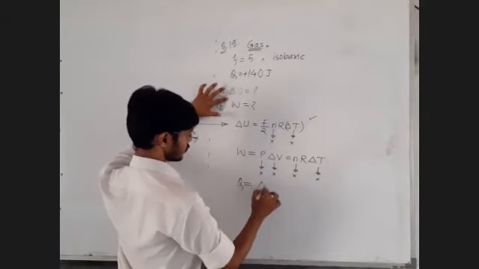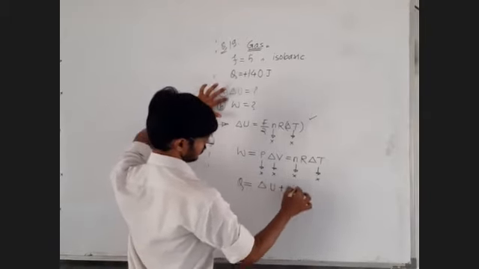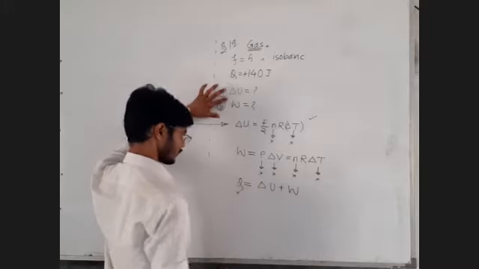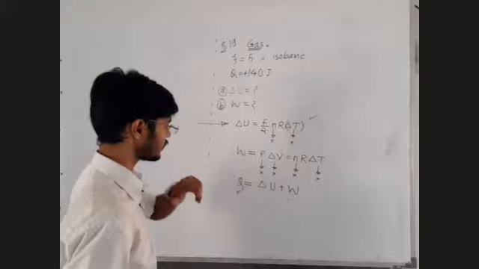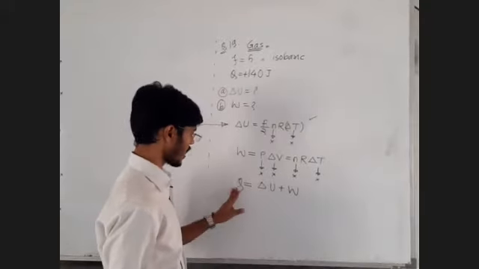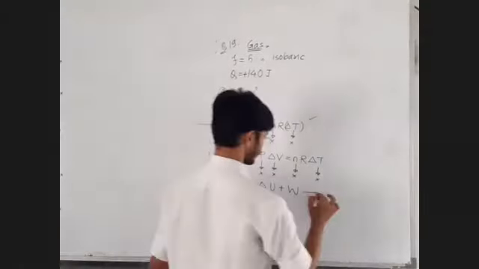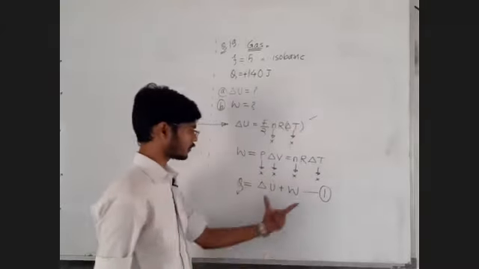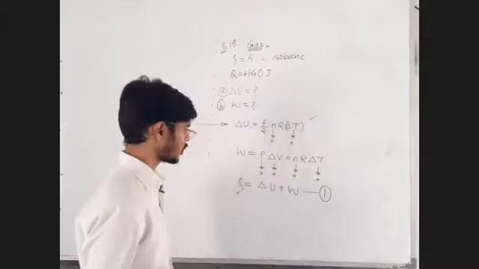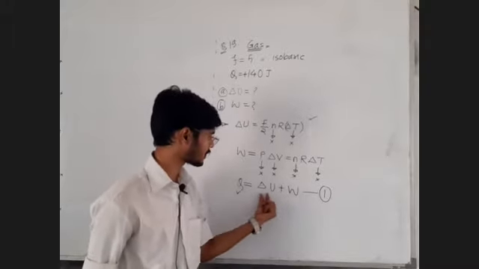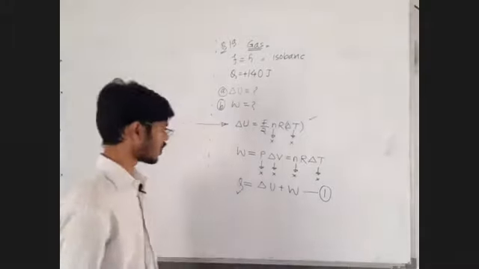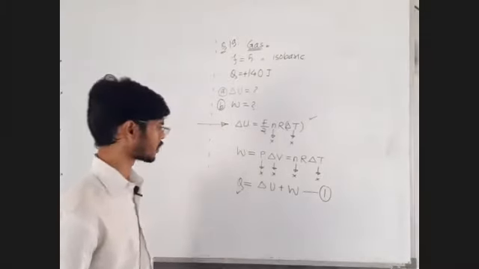Q is equal to delta U plus W. Sir, Q is known to us. Delta U is not known. W is not known. Okay, sir. It means we have one equation, and right now there are two unknowns. So somehow we have to relate these two variables in one more equation, or at least one of the variables should be found out separately.